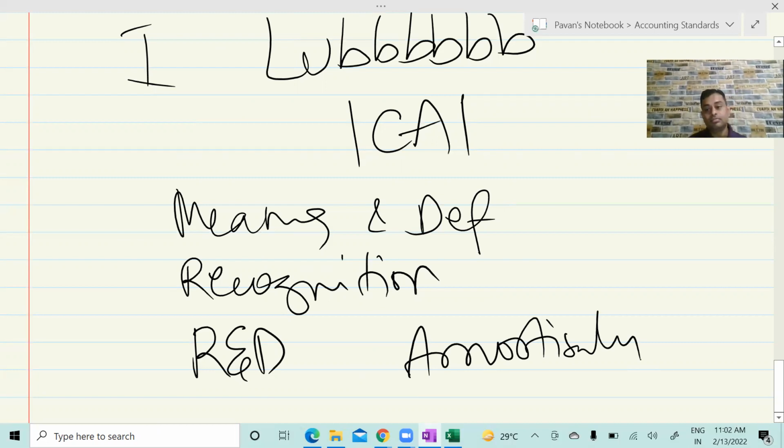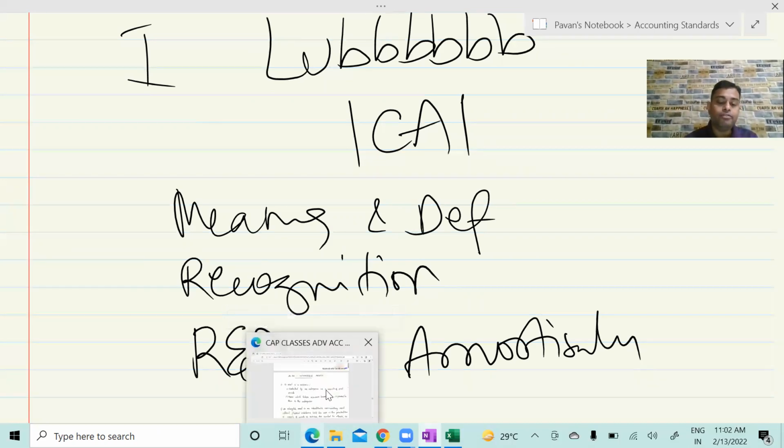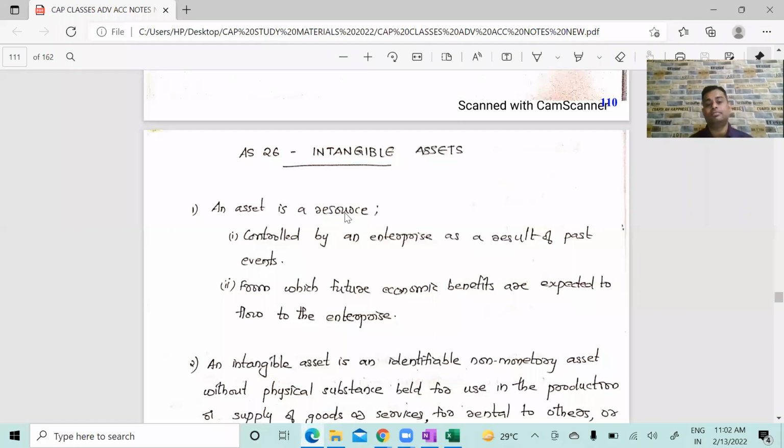When you open the standard and start reading, it will be very exhaustive and you feel like, what are they trying to tell? 10 pages will be there. But don't worry about it. I have given you one beautiful handwritten notes.